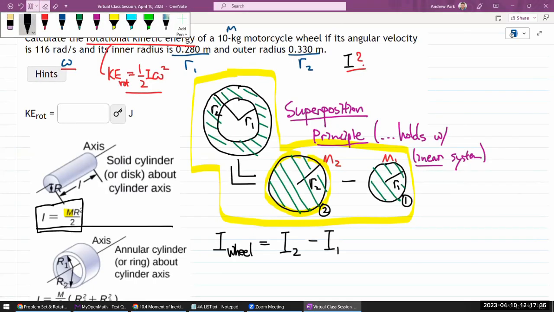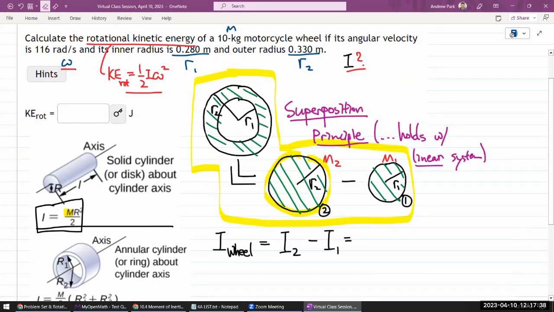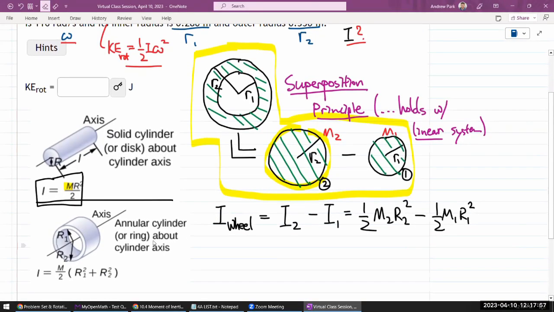So the combined rotational inertia would be 1/2 mass 2 times R2 squared minus 1/2 m1 r1 squared. Okay, if you're looking at this minus sign and that plus sign we had before, and that makes you worry, don't worry. Let's just continue through the derivation because we're not quite yet done.